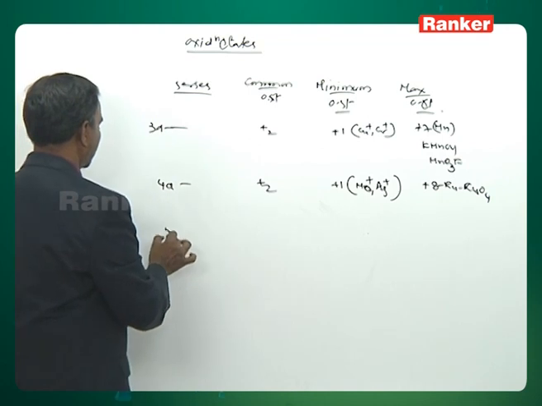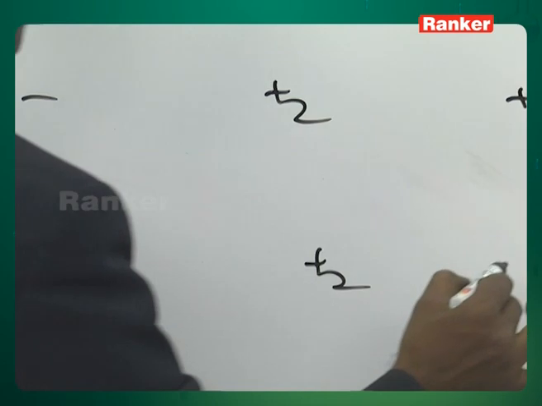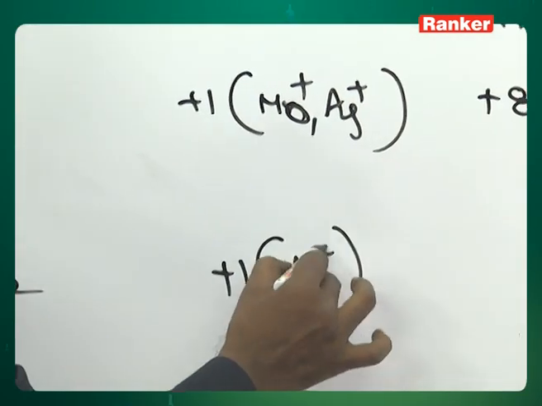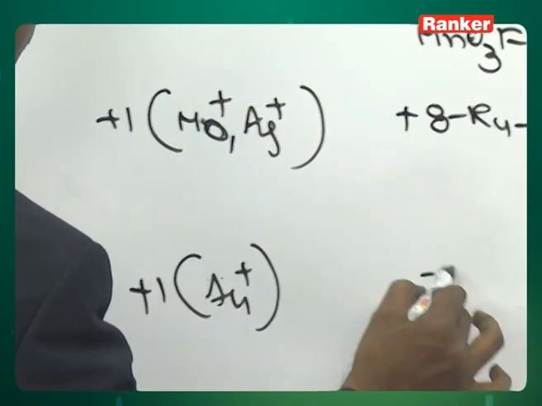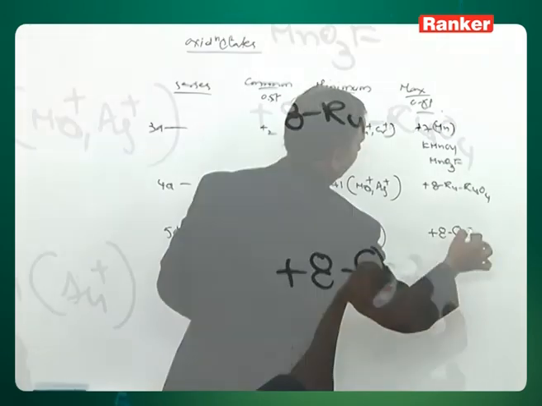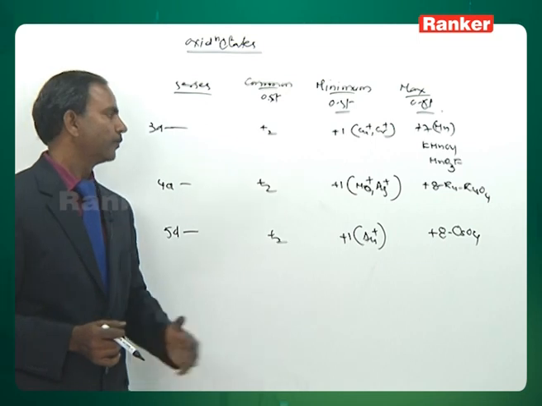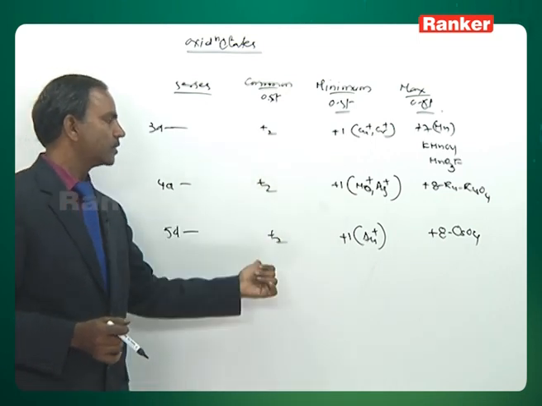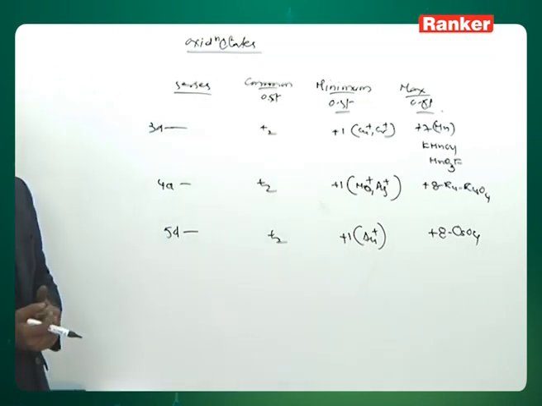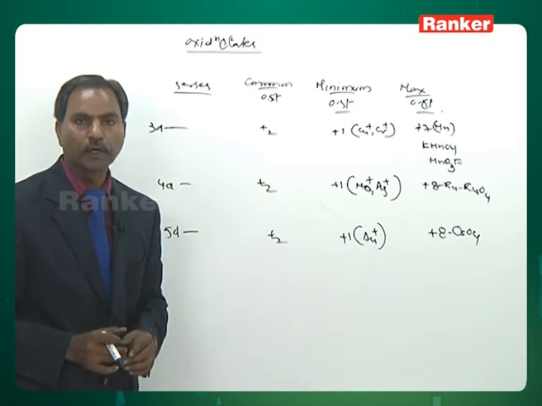You can take the 5D series. In the 5D series, the common oxidation state, and the minimum oxidation state is actually +1. This is generally exhibited by gold, Au +1. Then the maximum oxidation state in 5D is +8, in osmium tetroxide. So osmium in osmium tetroxide exhibits +8. Common, minimum and maximum oxidation states in each series, 3D, 4D and 5D. Now we talk about stable oxidation states.